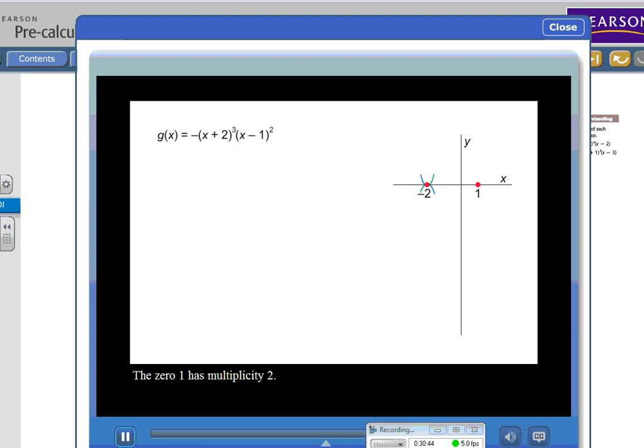The zero, 1, has multiplicity 2. This means that the graph just touches the x-axis at x equals 1. So the graph at that point will either look like this or like this.